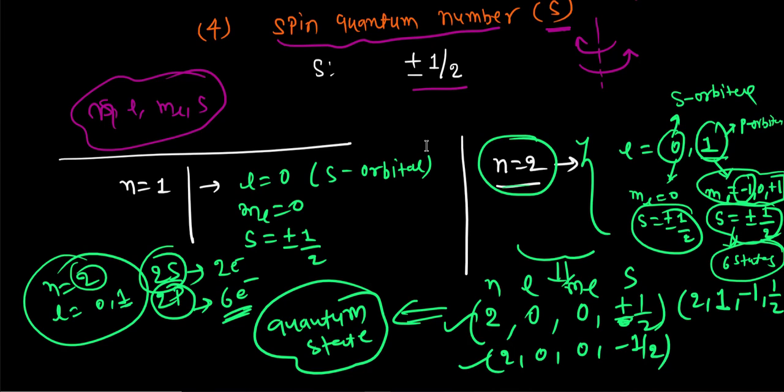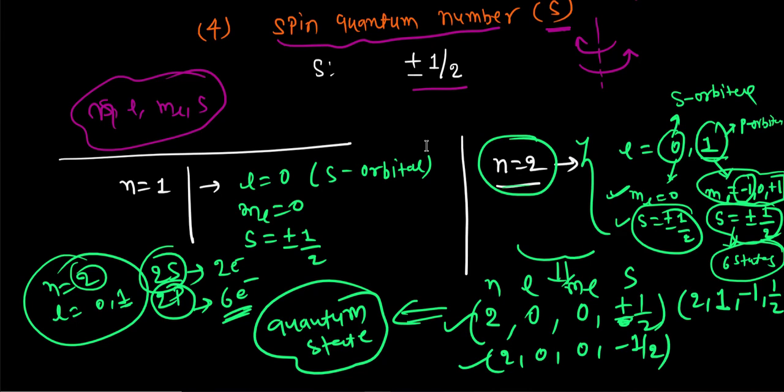And for n equal to 2, l equal to 0, only 2 states would be there, because m_l is 0, so s can be plus or minus 1/2. So (2, 0, 0, +1/2) and (2, 0, 0, -1/2), only 2 possible sets would be there. Each possible set is defined as a quantum state, just I want to tell you.